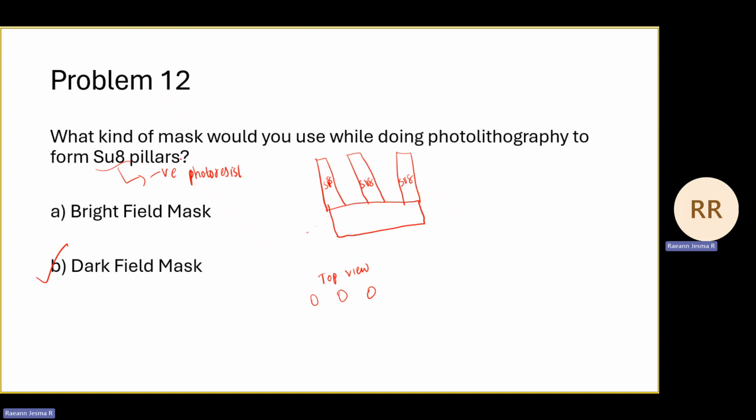Also, it depends on what kind of pattern you are using. Let's say you are using a dark field mask, then how will your mask look? Okay, this is my mask. In my dark field, I will have large regions which are opaque and small regions which are transparent. Let's say I want to fabricate 3 pillars, then I will have a pattern like this, where these will be transparent and the remaining regions will be opaque.